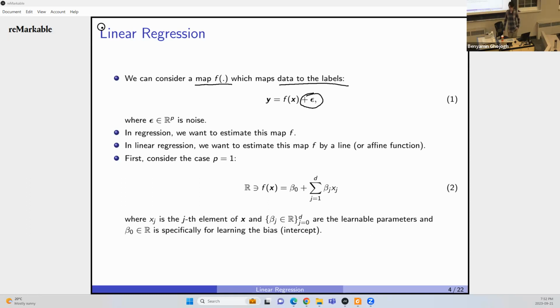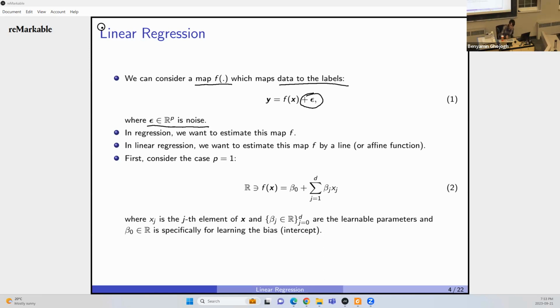What if when they were measuring the labels, there was some measurement error, or that person collecting the data was lazy? So one might have noise. Therefore, I say y equals f of x plus some noise epsilon. And epsilon is also p-dimensional, so the dimensionality of epsilon should be the same as the dimensionality of labels, because f gets a d-dimensional vector and outputs a p-dimensional vector.